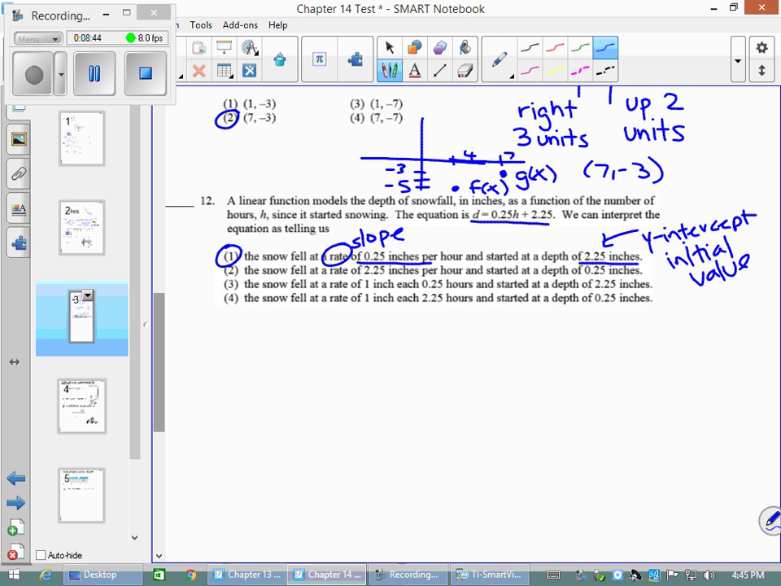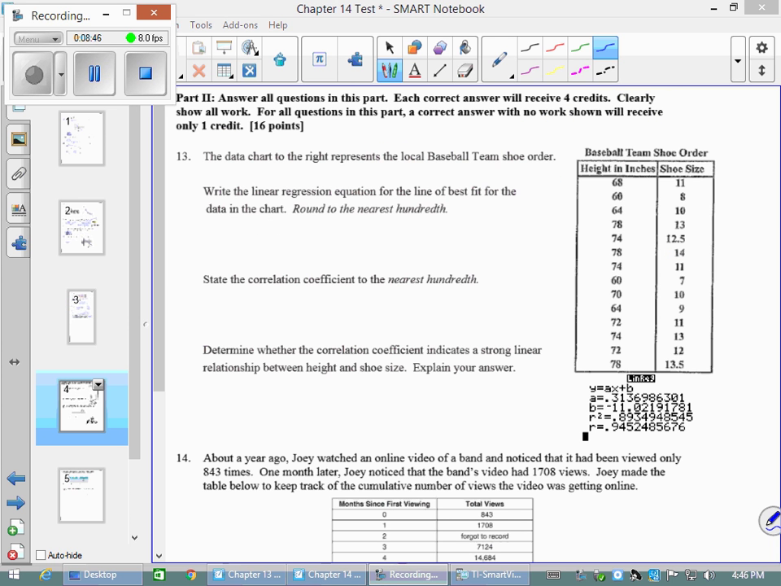Okay, for question 13, we were asked to write a linear regression equation for the line of best fit for this data and round everything to the nearest hundredth. So first you had to start by typing in all of the heights in inches into your L1, typing in all the shoe sizes into your L2, and then going over to calculate under the stat menu, and choice 4 is for linear regression.